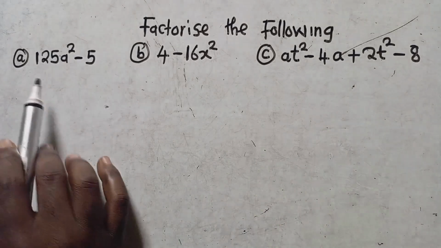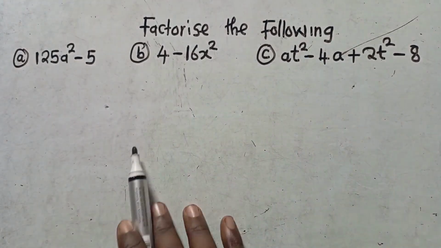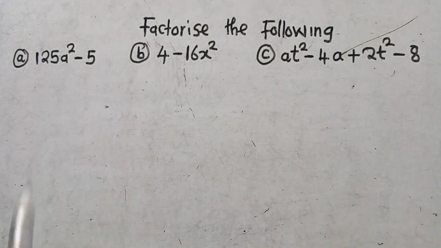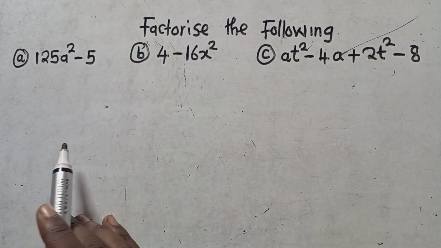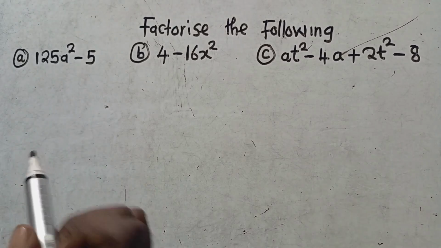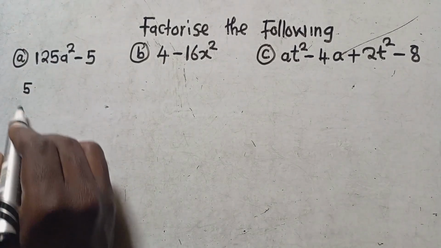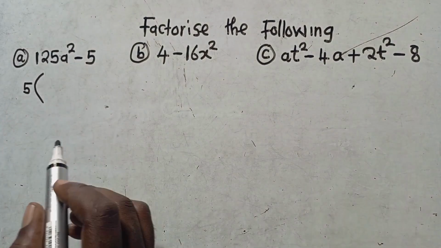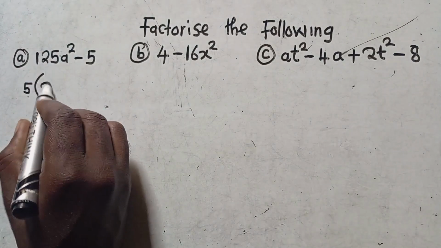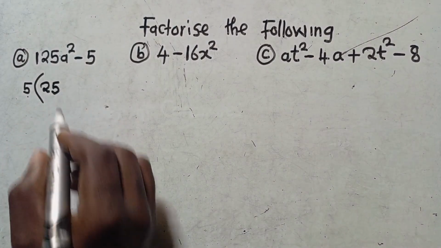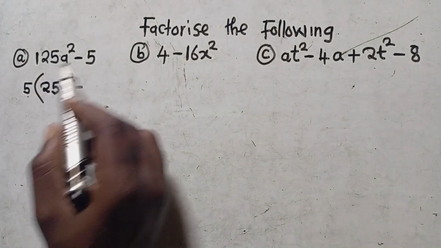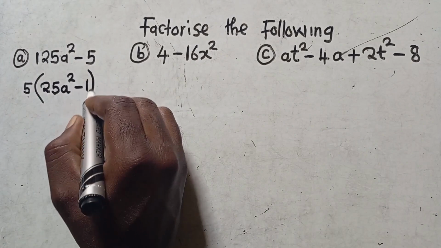Now, the question here was telling us to factorize the following expressions. So how then do you factorize something like this? You look for a number that can go into 125 and 5. What is that number? It is 5. So you just say 5, then you do this. You say 5 into 125, we are getting what? 25. So we are getting 25a squared minus, what is 5 into 5? That is 1.